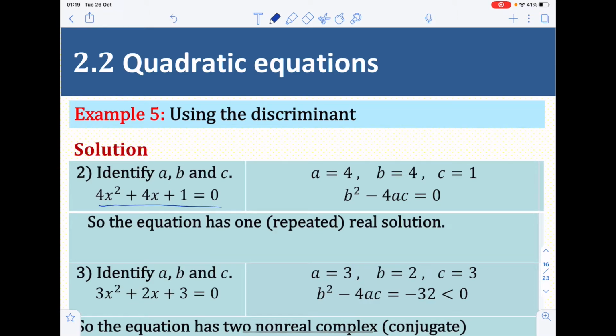The same things. We will identify what is a value. A is the coefficient of x squared. B is the coefficient of x. C is the constant. Now we will compute b squared minus 4ac.